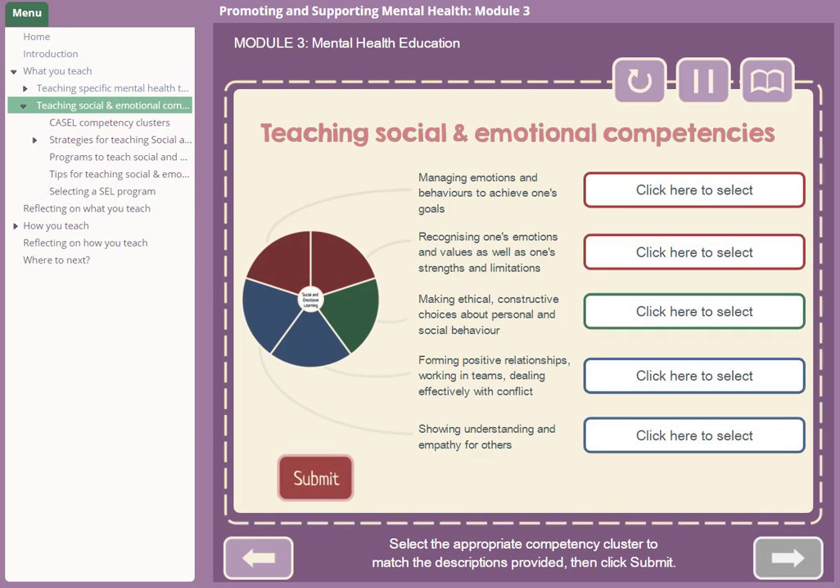Have a go at correctly labelling the 5 competency clusters in the CASEL model. Then, click Submit.